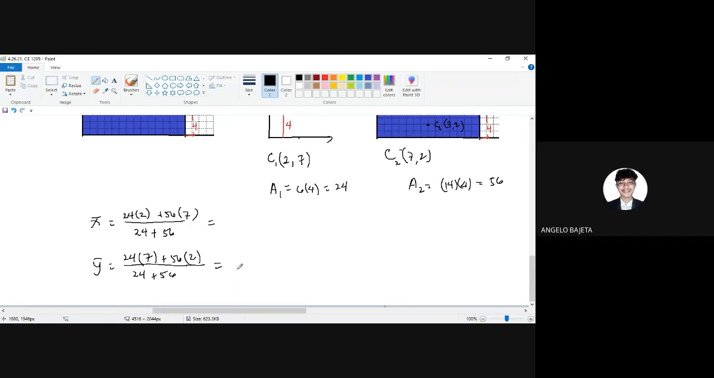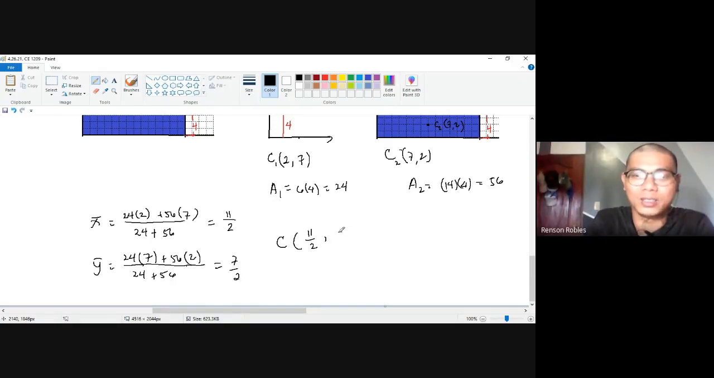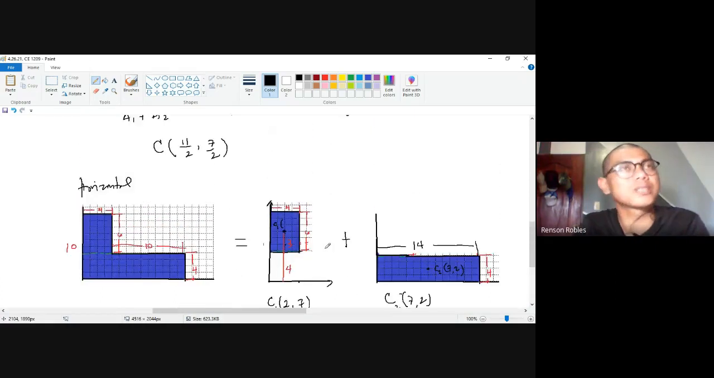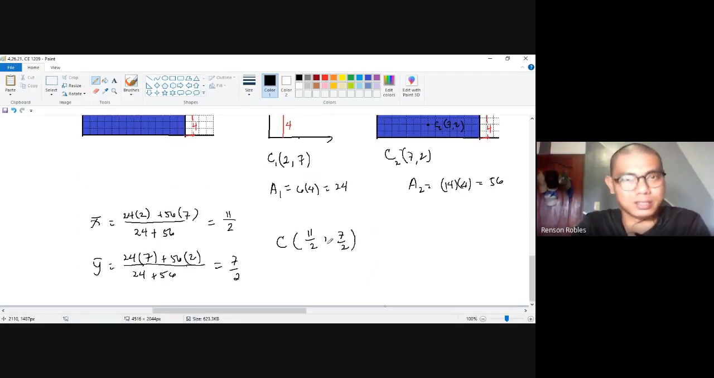The x bar is 11/2. Sure? Then 7/2. So we got it right. In two methods, we obtain the same answer. Okay? So that means, in relation to the centroid of area of region bounded by different curves, it's still the same. You can do it in horizontal or in vertical.